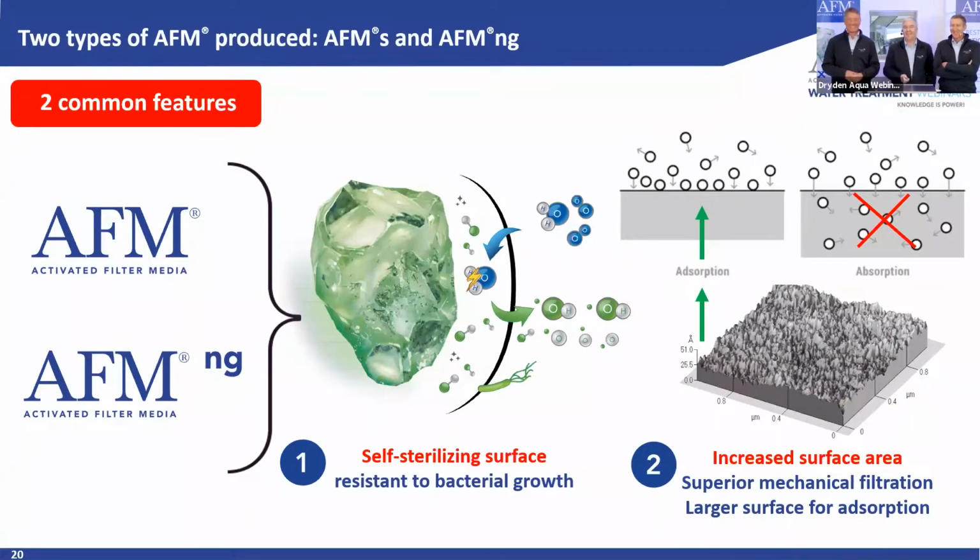Coming back to our difference to other medias, which is the same for the AFM standard and the AFM NG: here we have the high surface area. This looks a little bit like the Swiss Alps. That's important because on all of these surfaces, we generate free radicals. That's why we have this very beneficial performance of not only being self-sterilizing, but also a superior mechanical filtration performance down to 1 micron. We'll show you in the next slide.